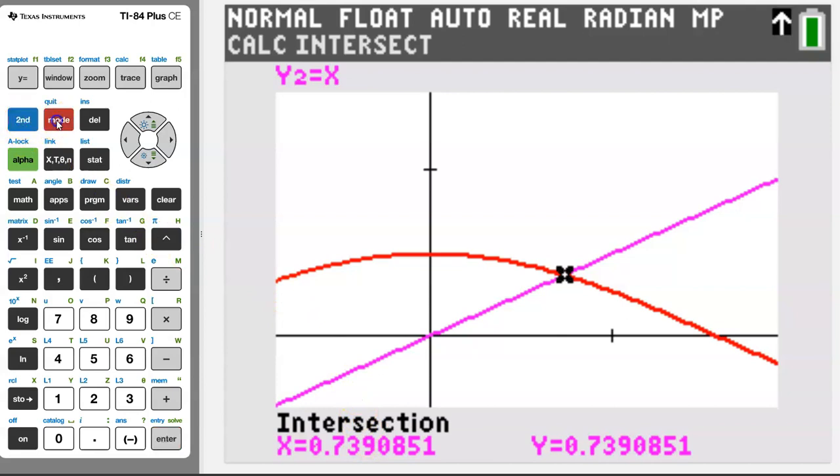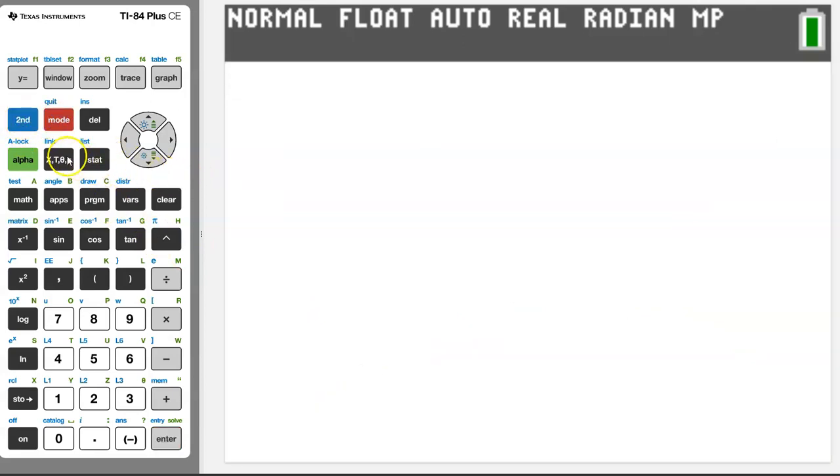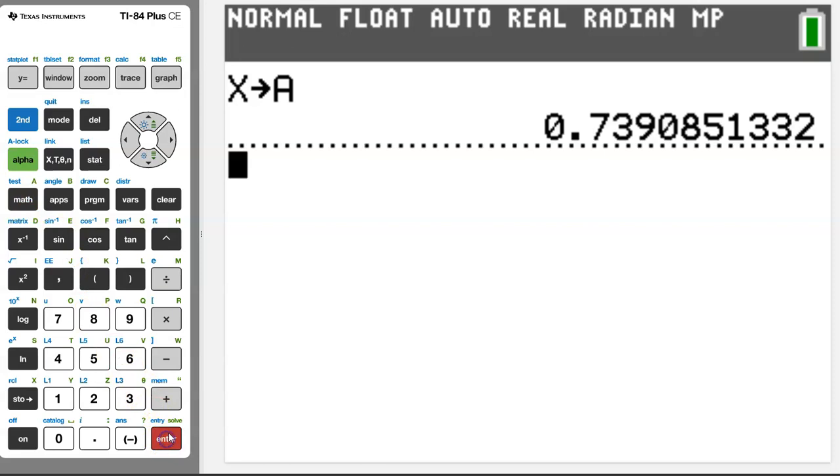So hit second mode, quit your way out of here, immediately type the X button and the store button. I want to store this value into letter A. So I will hit alpha A and hit enter. So now all of these decimals have been stored into letter A.